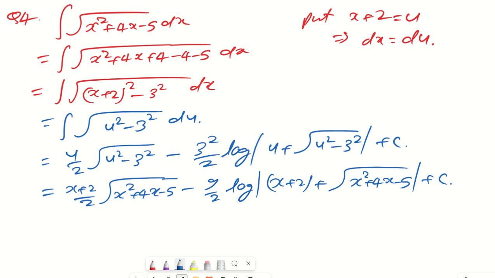Let us take one more question so that you can have a complete understanding about this kind of problems. So the question number 5 is integration of square root of 1 plus x square by 9. So if you want, it can be taken as 1 plus x by 3 whole square, or if you want, you can take summation also.